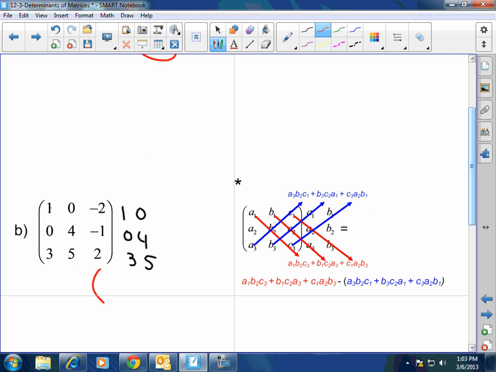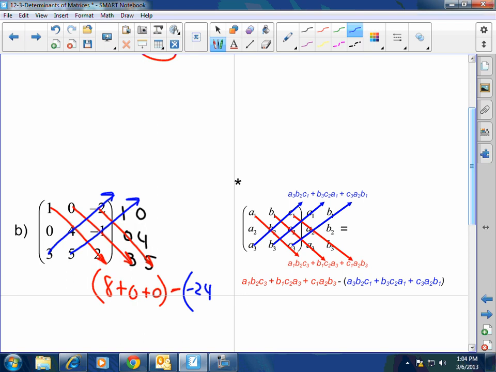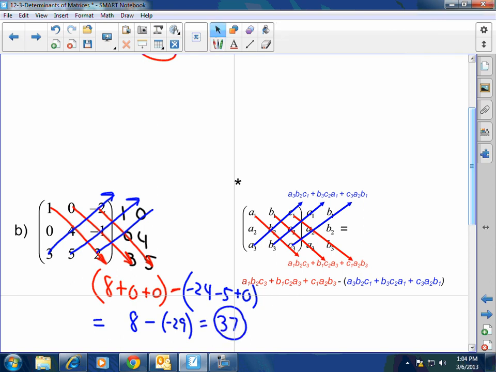Put a parentheses. So it's 1 times 4 times 2, 8. 0 times negative 1 times 3, 0. Negative 2 times 0 times 5, 0. Minus, parentheses, bottom left corner. 3 times 4 times negative 2, negative 24. Great. 5 times negative 1 times 1, and 2 times 0 times 0, 0. So my answer is going to be 8 minus negative 29. So that's 8 plus 29 is 37. That is my determinant, sir.